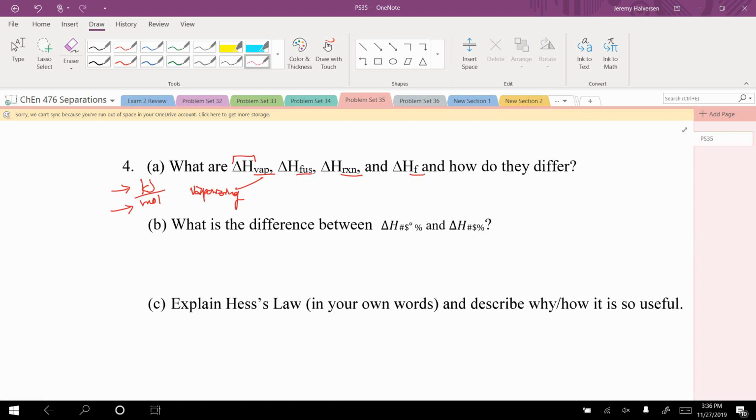They don't come from different equations. You're going to use them all exactly the same. It's just that they're referring to different processes, but that doesn't really matter in the way that we use them.